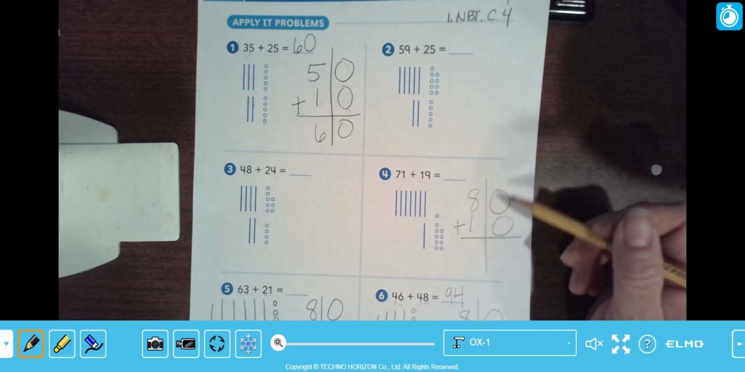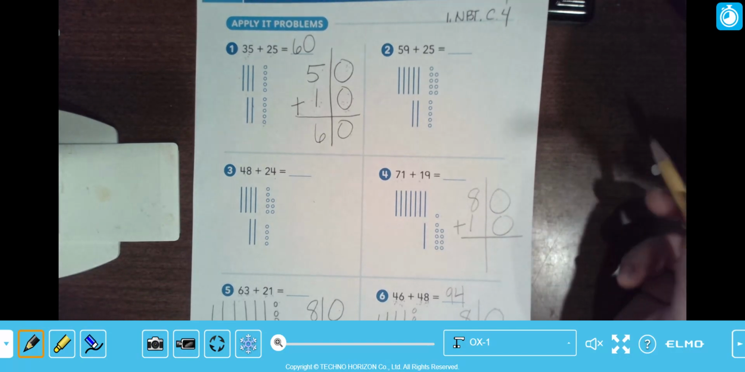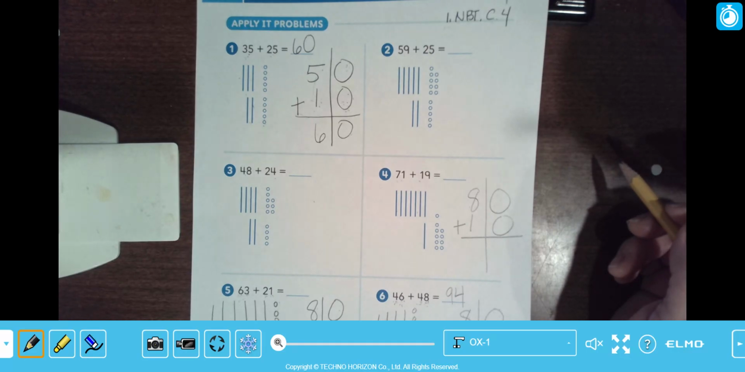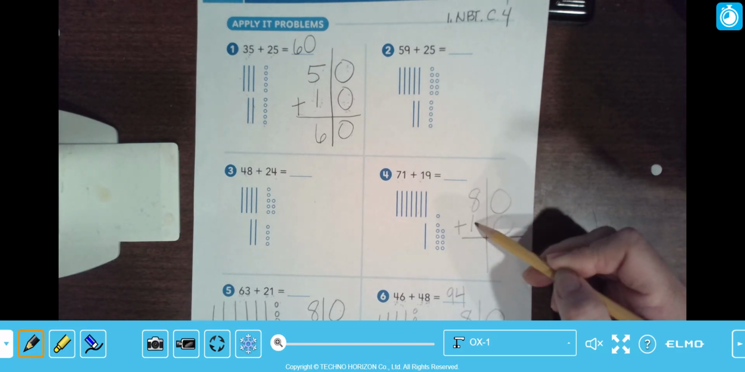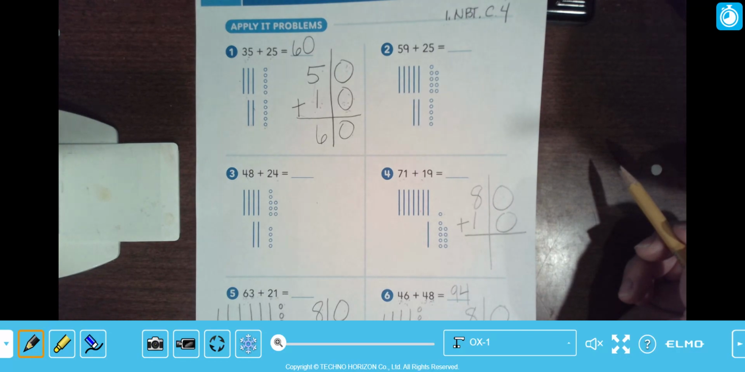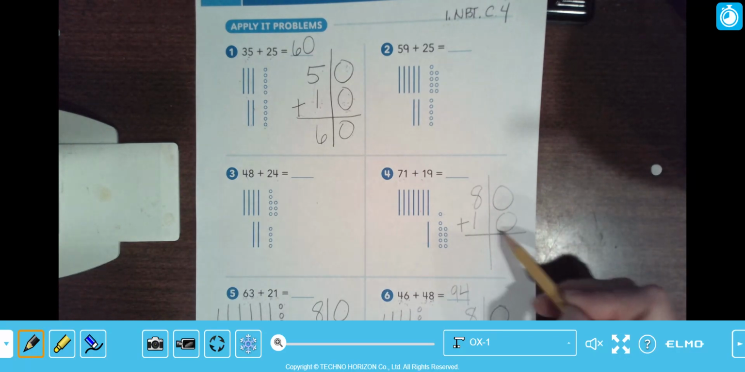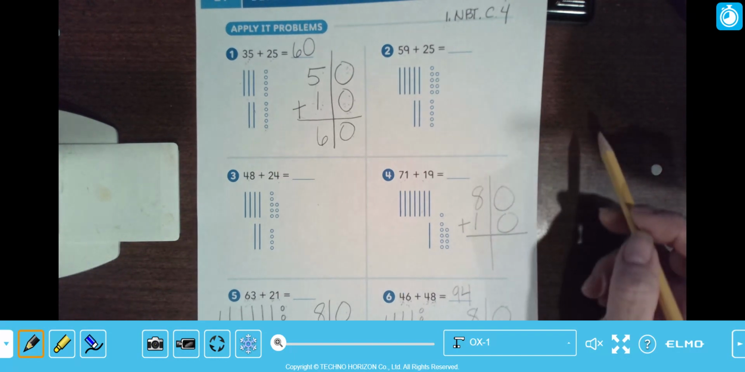Okay, now you're going to add 0 plus 0 and write the answer here. Next, you're going to add 8 tens plus 1 ten and write the answer here. Okay, this two-digit answer you got here goes right here. Go ahead and write it down.